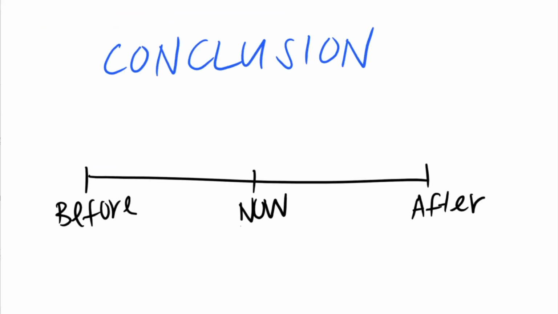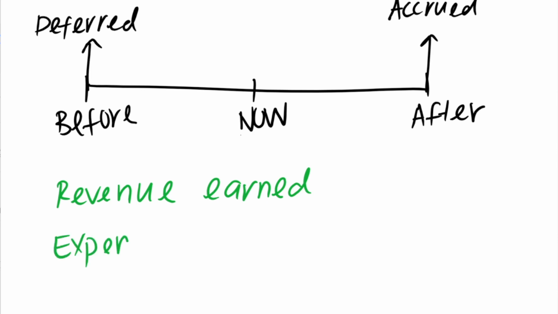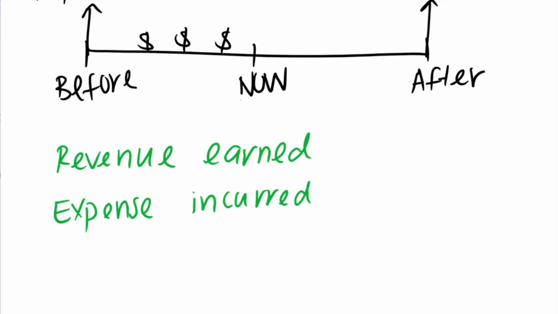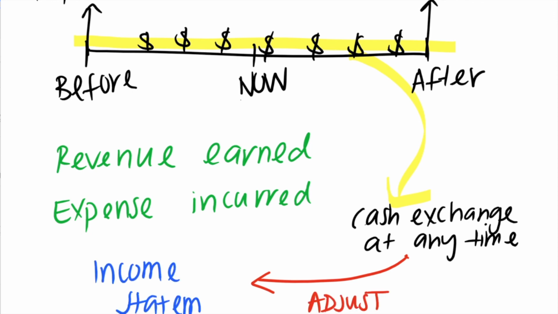To summarize, deferred means before and accrued means after. As the exchange of cash differs from when it is earned and incurred, adjusting journal entries are needed to reverse the accounts. Adjusting journal entries will later be used to prepare an income statement.